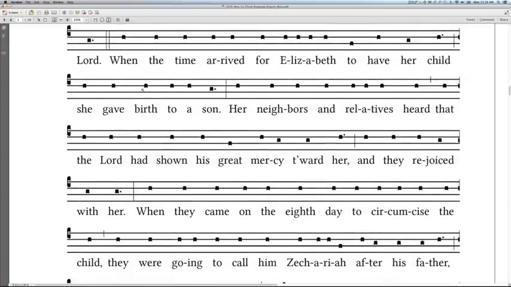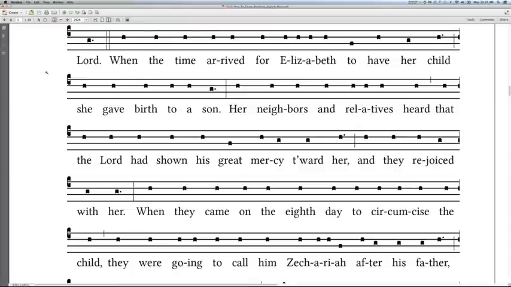When the time arrived for Elizabeth to have her child, she gave birth to a son. Her neighbors and relatives heard that the Lord had shown his great mercy toward her, and they rejoiced with her. Okay, now I'm going to stop. Those two were evenly broken up. You have your middles and your ends.